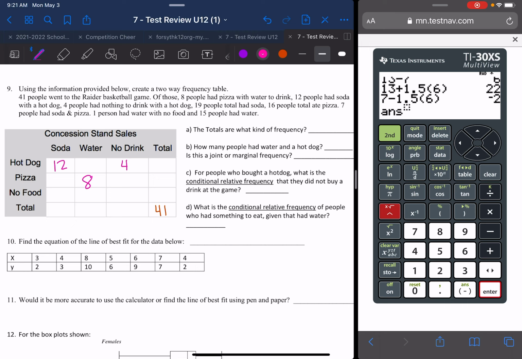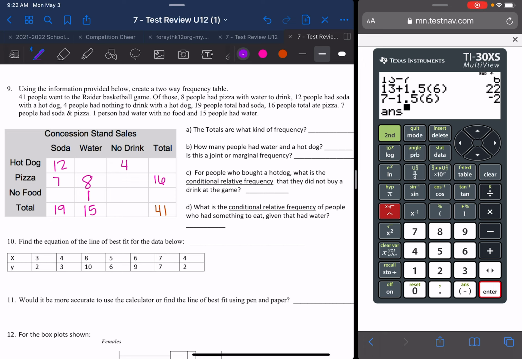19 people total had soda. 16 people total ate pizza. 7 people had soda and pizza. 1 person had water with no food. And 15 people had water. So now we need to fill in the rest.